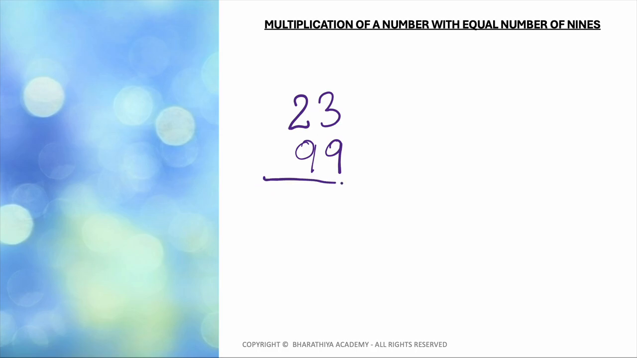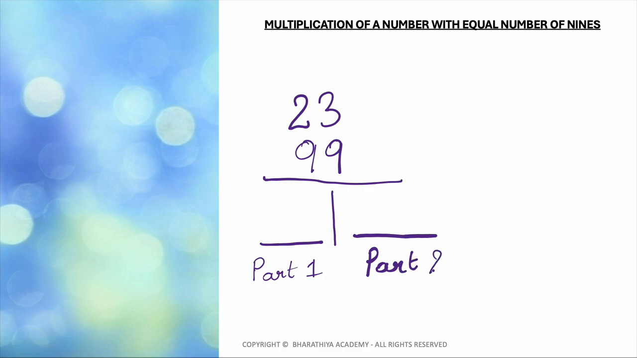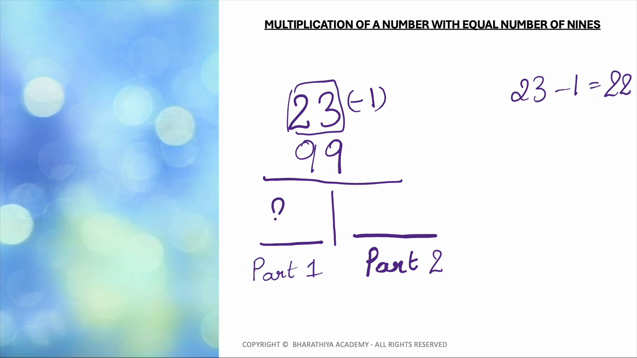Okay, first, there are two parts to this answer. So let me put a line here and here we will call it part 1 of the answer. And this side we'll call it part 2 of the answer. So to get to part 1 of the answer, we just have to subtract 1 from this number. Okay, 23. 23 minus 1 is how much? 22. Okay, so that we will write in part 1 of the answer, which is 22.